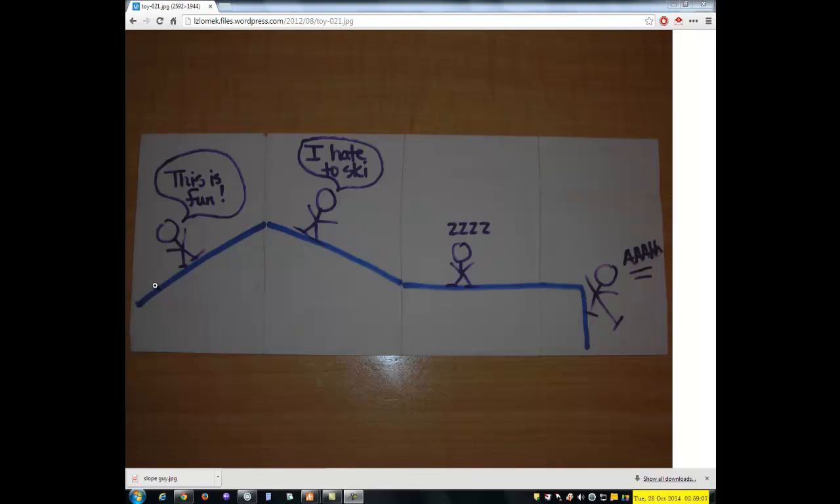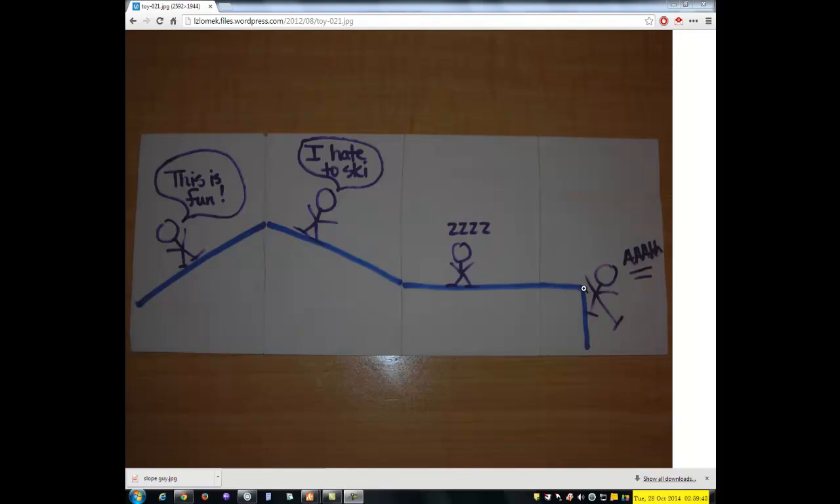So in this picture here, where the skier is going up the hill, this would be a positive slope. In this picture here, where the skier is going down the hill, this would be an example of a negative slope. And in this picture here, where the skier is bored because it's flat and he's not going either up or down, it's just flat, this would be an example of zero slope.